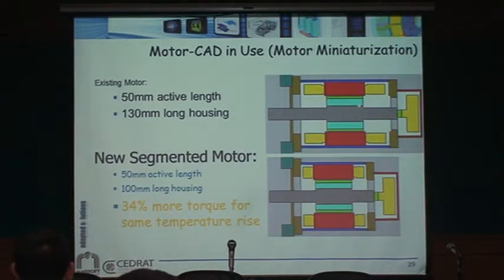Other type of things we can do here, miniaturization. What's happening is that an old, existing machine has 50 millimeters of active length and 130 of housing length, and now we're going to do a segmented motor. What it means is that every tooth will be a set of laminations with a winding around, and then we take all the teeth and put them together. Doing this, we can be much more careful packing the windings, making sure there is connection and no air. Once we redesigned this machine, looking at the thermal part, we were able to reduce the active length, reduce the size of the whole machine, and still get 34% more torque for the same temperature.